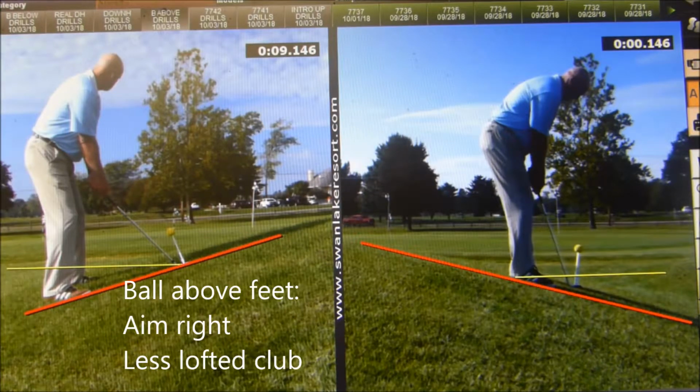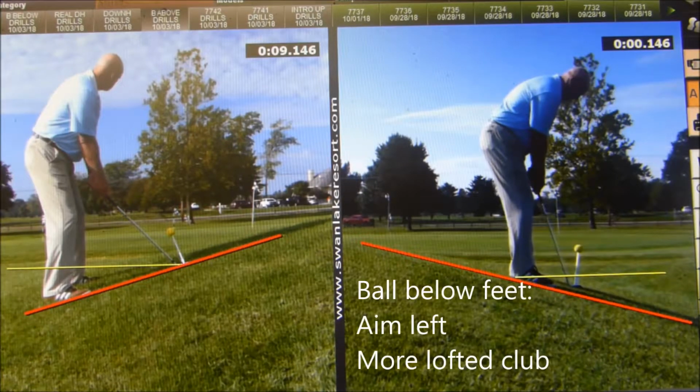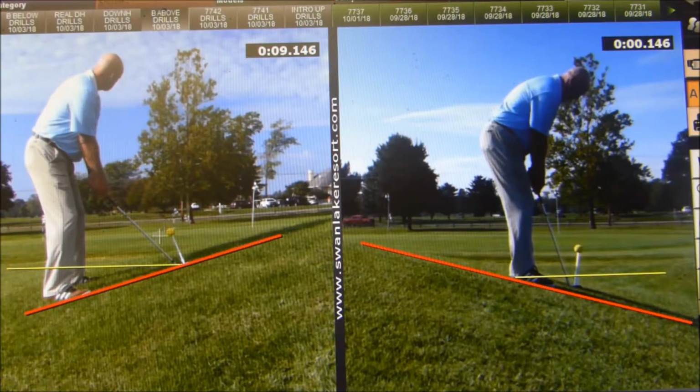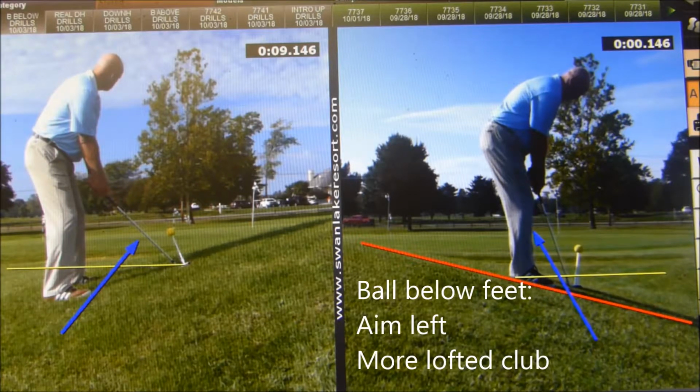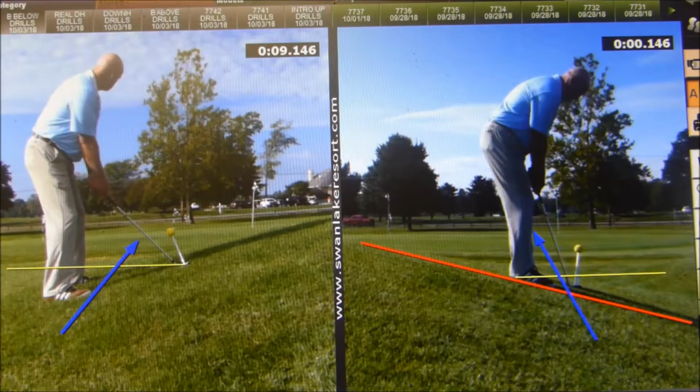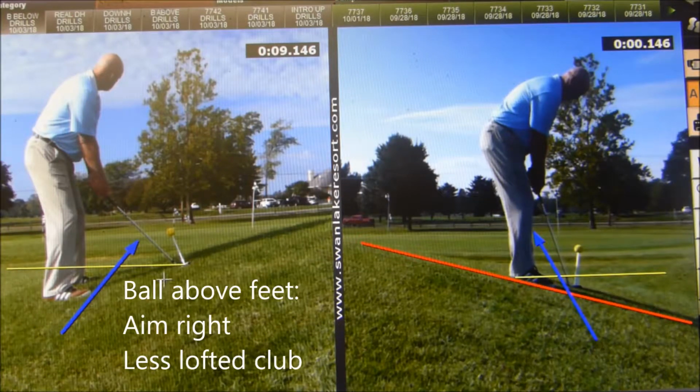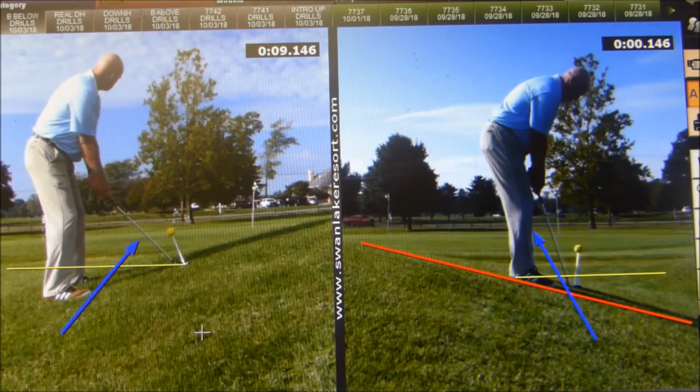Simply make the adjustment for that slope in where you aim. In other words, make sure that your body is correctly aligned to allow for that change in direction. Typical examples would be: aim more left for a right-handed golfer when the ball is below your feet, and aim right for a right-handed golfer when the ball is above your feet.